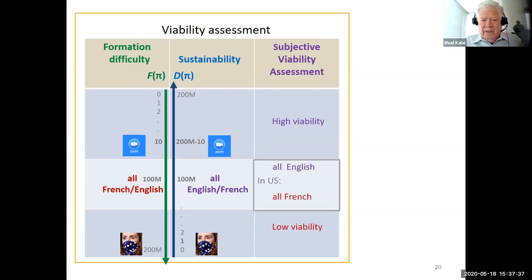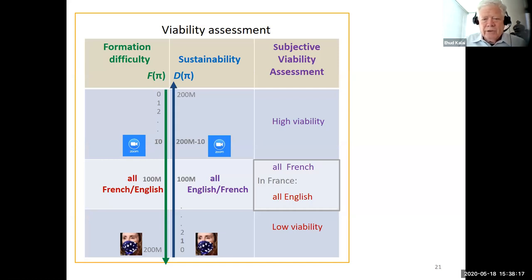So for example, if I'm in the US, where everybody uses English, all English is already a formed equilibrium, so all English tomorrow morning on the computer language choice game will be viable. All French will not be viable. On the other hand, if I was in France, all choosing French on their computers tomorrow morning will be a viable equilibrium. All choosing English will not be a viable equilibrium. So there is a little subjectivity in the top column, subjective viability, and this brings in other considerations that are not purely from the payoffs in the game.